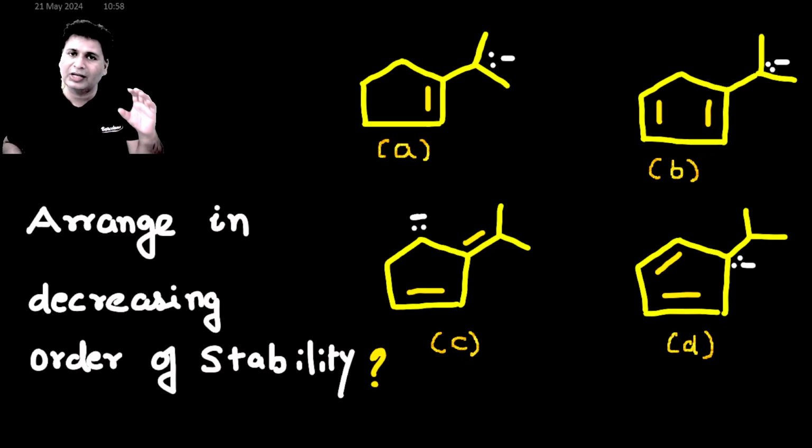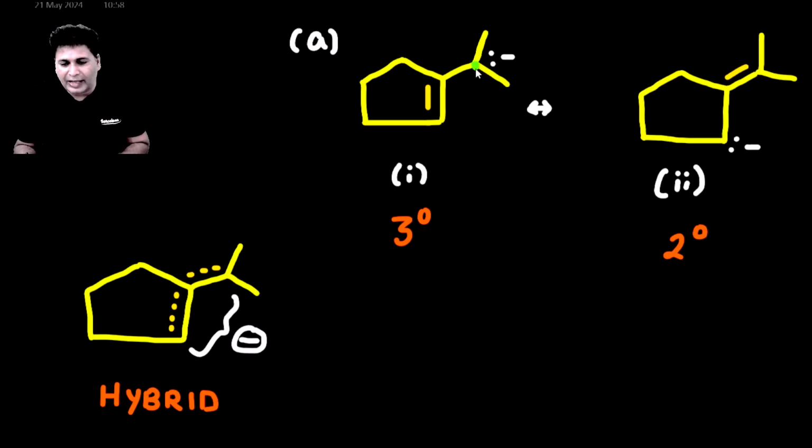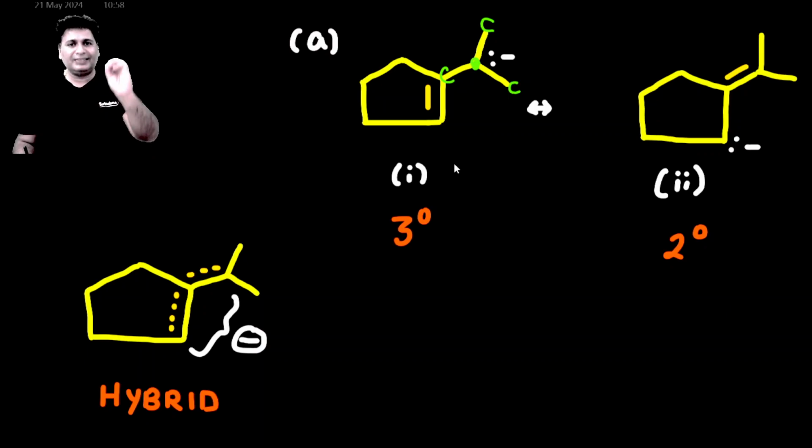I will start with A and then we'll move on. We'll assess each carbanion and then we'll decide. So let us first start with A. As you can see, this carbon which is bearing the negative charge, so it's a carbanion, is directly attached to 3 carbons. I have already told you, if a carbon is attached with 1 carbon, it is primary; with 2 carbons, it is secondary; with 3 carbons, it is tertiary. So the present structure is a tertiary carbanion.